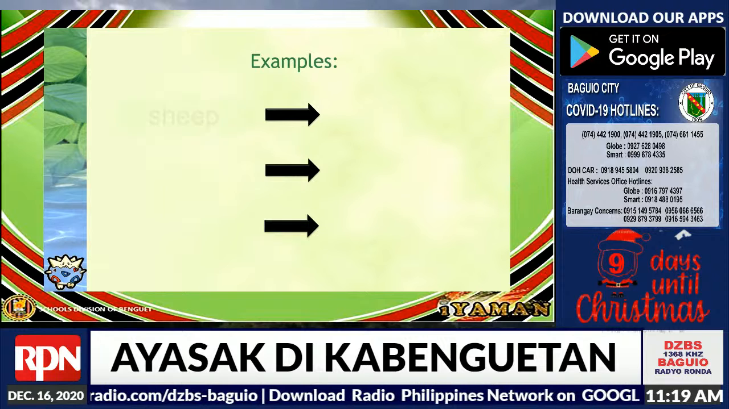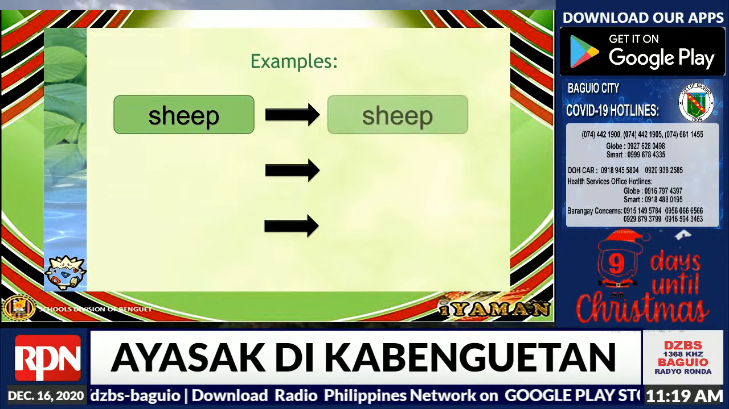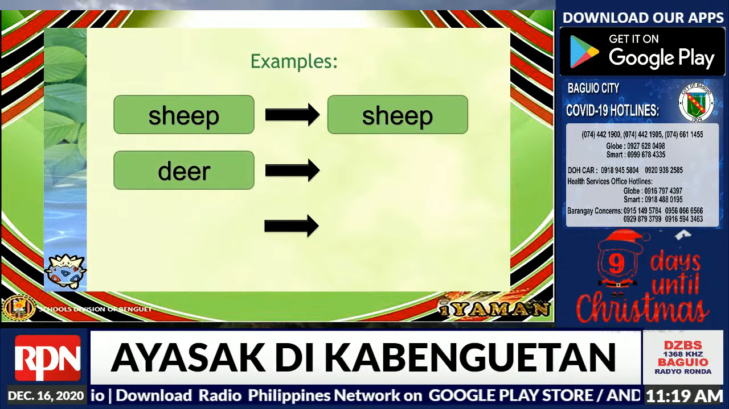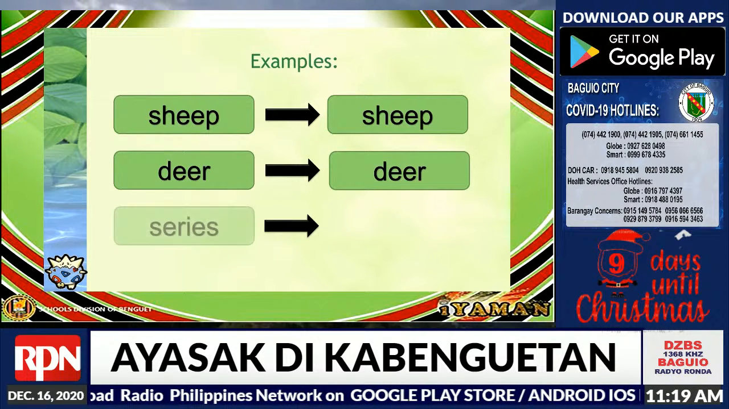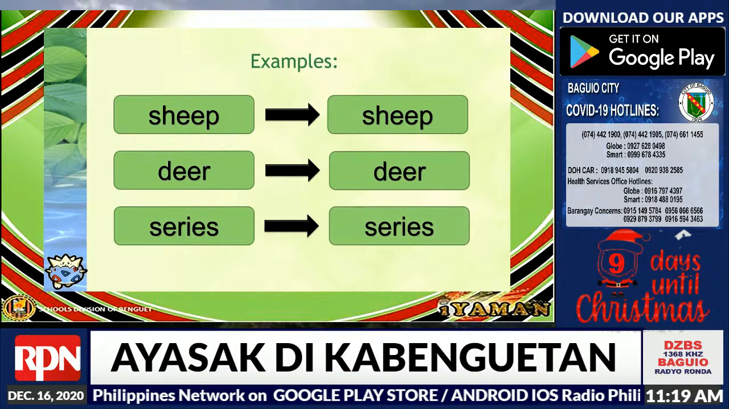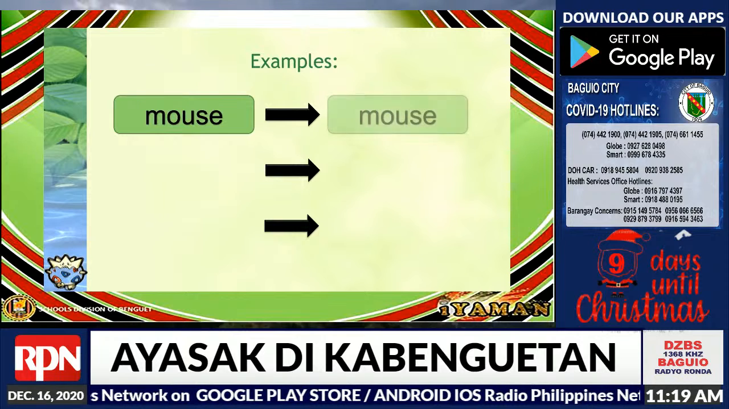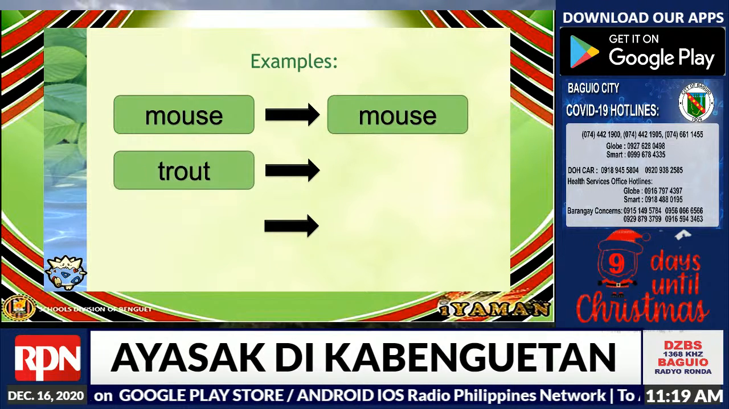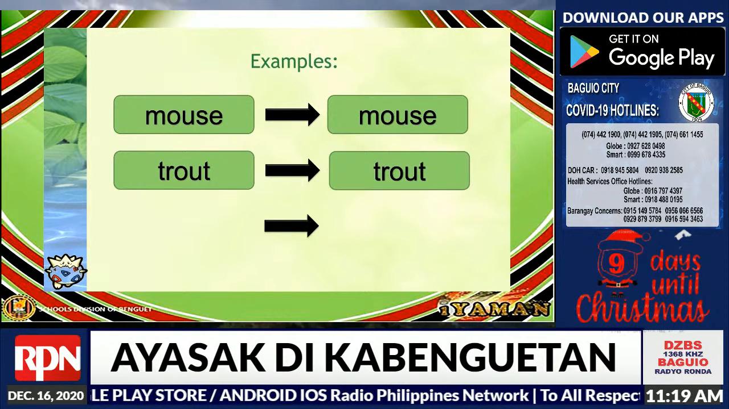Examples: sheep, sheep. Deer, deer. Series, series. Mouse, mouse. Trout, trout. Fowl, fowl.